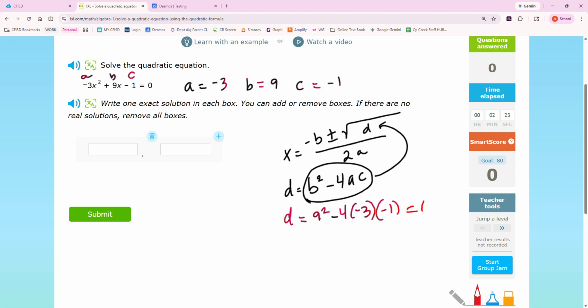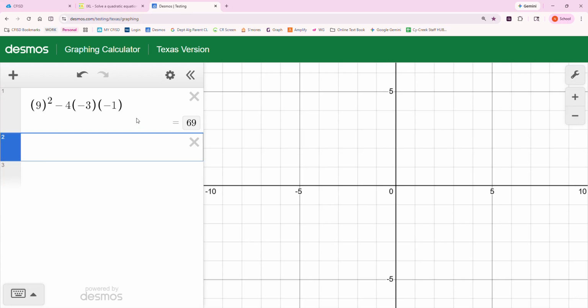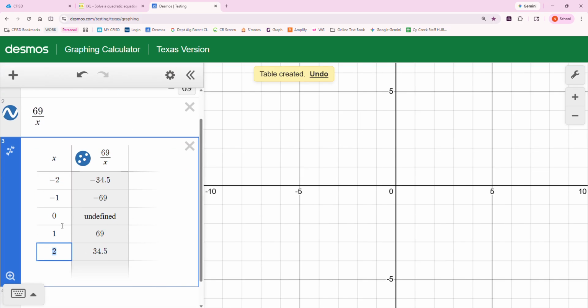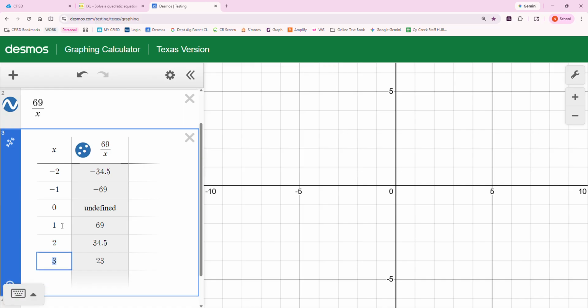So the discriminant is going to be equal to 69. Now, I may or may not be able to simplify that. Remember, this number is going to be underneath the radical, so we're taking the square root of 69. We want to look for the exact solution in each box, so that means that we want to leave it in what we like to call the radical form. So I'm going to see if there's a perfect square that goes into 69. To remind you, to find a perfect square, we can do 69 divided by x. Technically, when we're doing this, we're looking for all of the factors of 69, but I'm specifically looking for a perfect square factor. So I'm going to go ahead and hit enter.